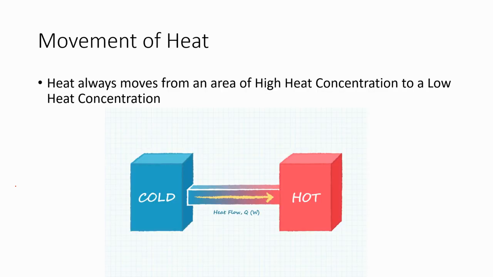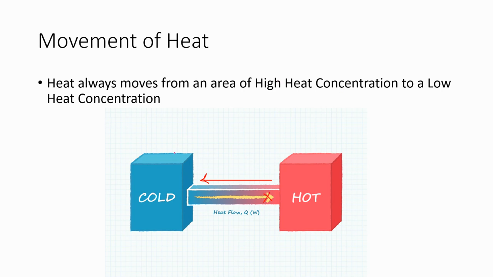So let's first take a look at radiation. But before we do, let's understand the way heat moves. Heat always moves from an area of high heat concentration to an area of low heat concentration. That arrow is kind of moving the wrong direction there. I don't know why that's doing that. Heat flow goes this way, always. It moves from an area of hot to cold.